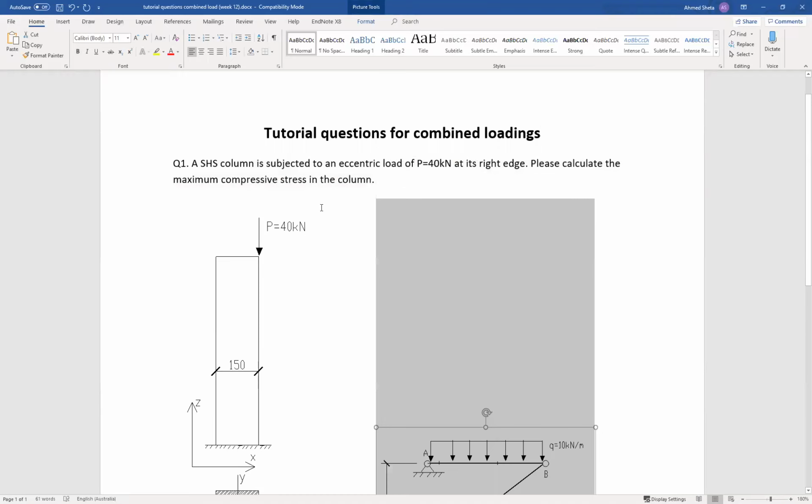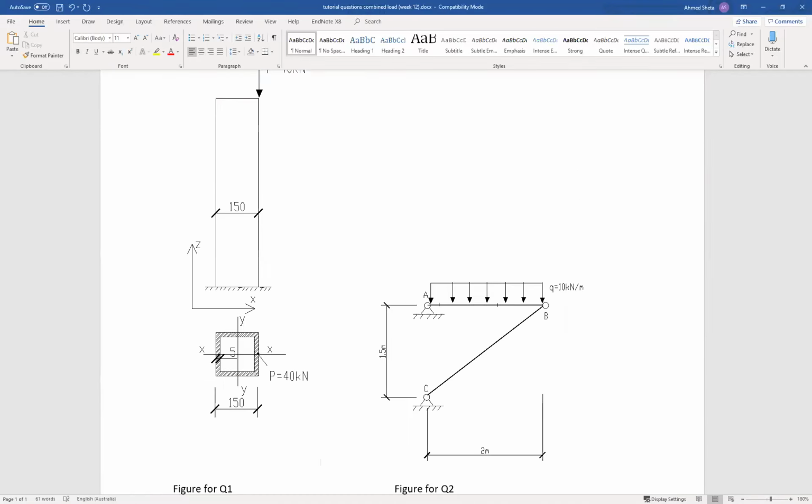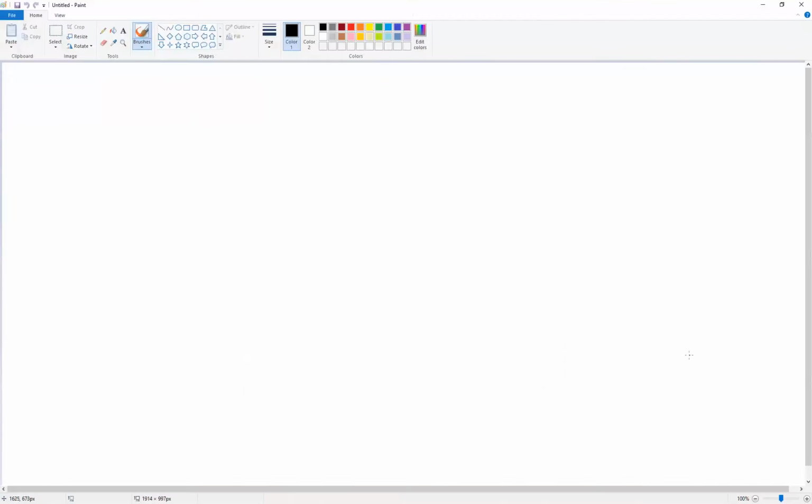Okay, so we will now shift to the board to explain this to you. So our tutorial today will be about the combined loading or combined stresses.